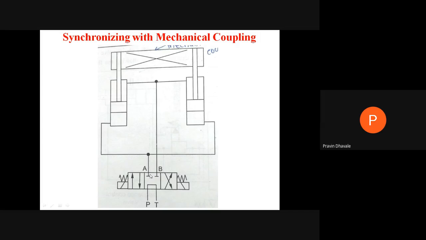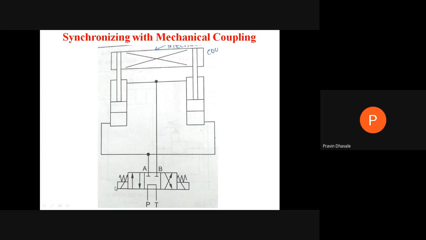Now this will be the central position. Whatever fluid is coming from the pump will be passed to the tank or reservoir. There will be no actuation of the piston within the cylinder. This will be called the central position or null position or off position. Is it clear?